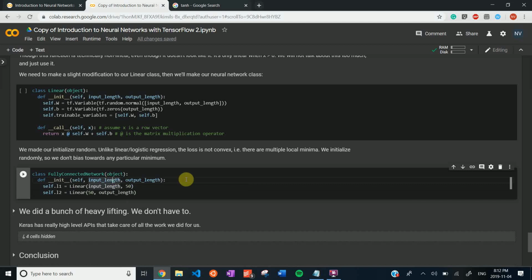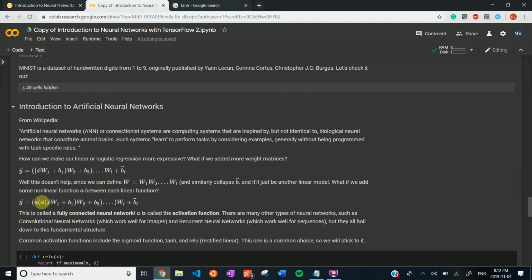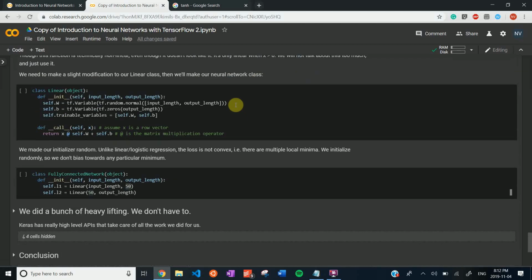So what is this 50? 50 is called the hidden layer size. When we're talking about neural networks, I mentioned there are multiple layers of linear, nonlinear, etc. The length of this output here is known as a hidden layer. So 50 is the hidden layer size. For example, this could mean that this little chunk of computation results in a vector of size 50.